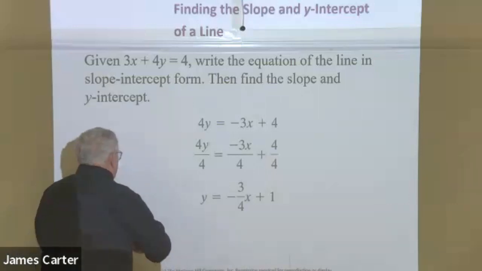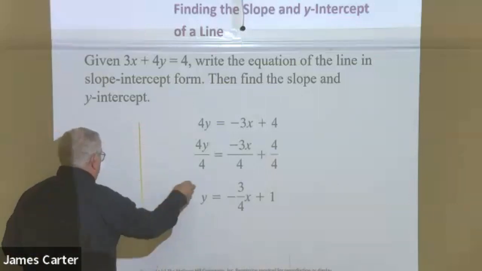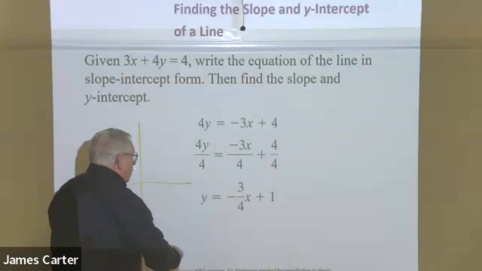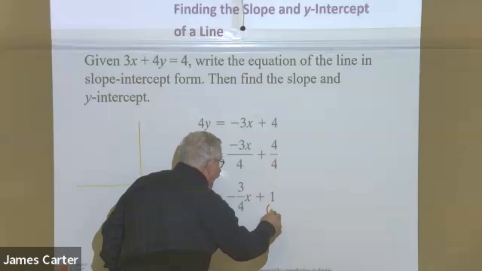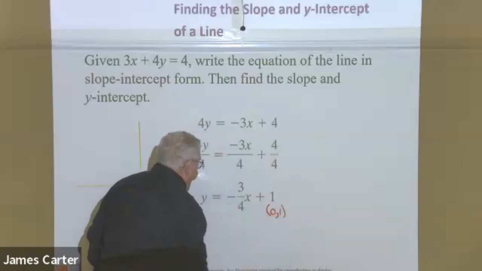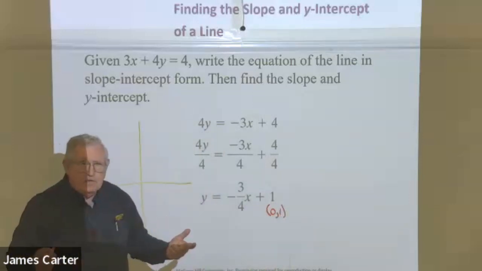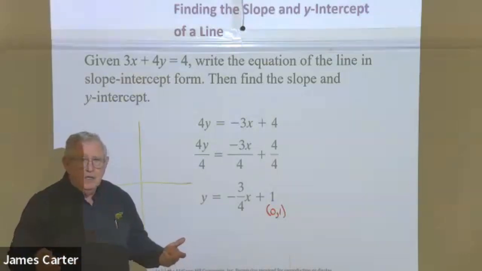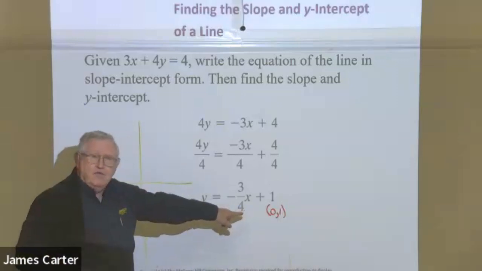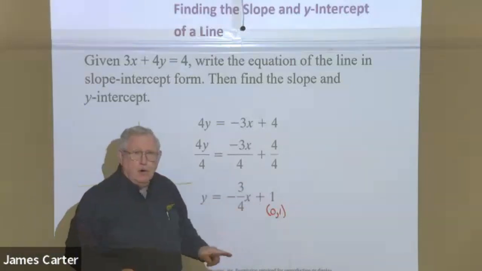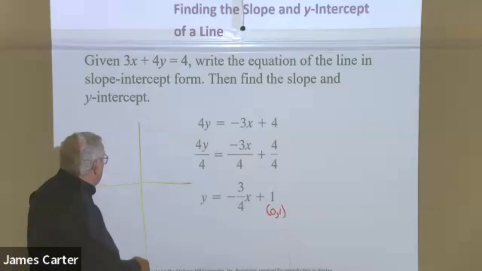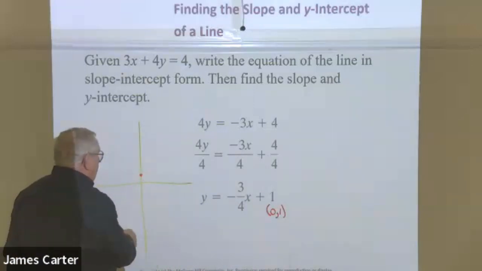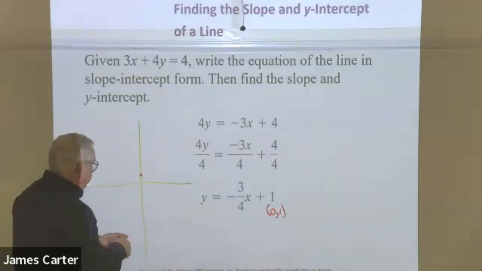This line, if we get ready to graph it, first thing we know is that the y-intercept is the point 0, 1. And by the way, if a problem asks you to define the y-intercept, you must give it in point form, not value form. Okay? So at any rate, right here is the y-intercept at the point 0, 1.